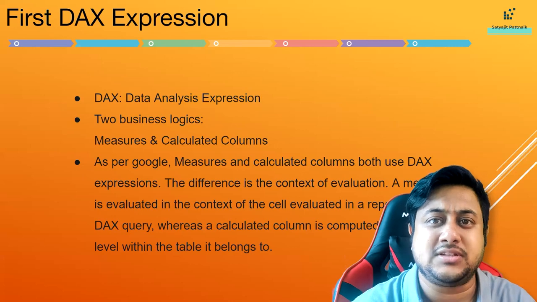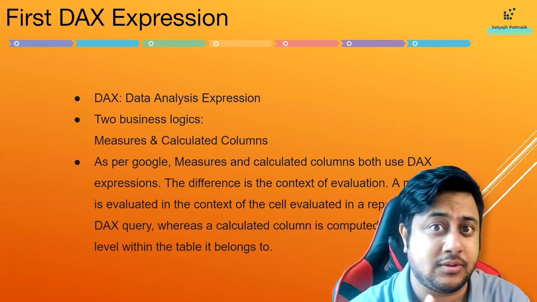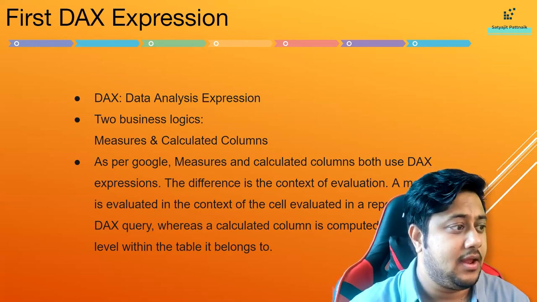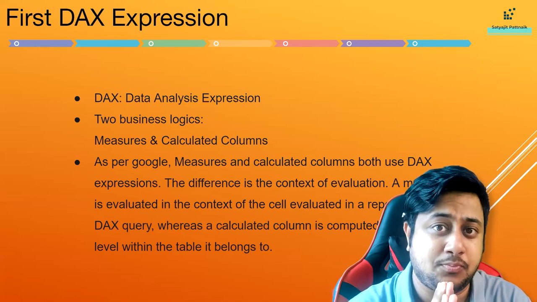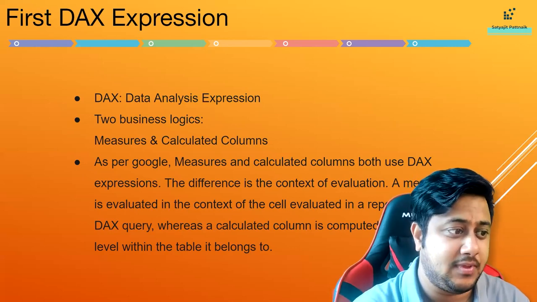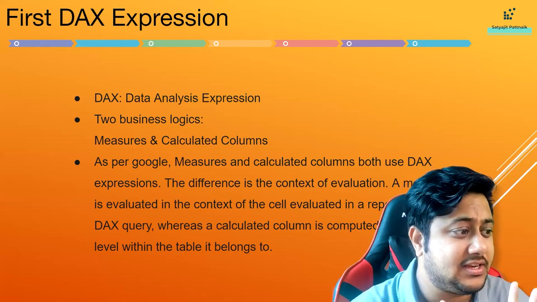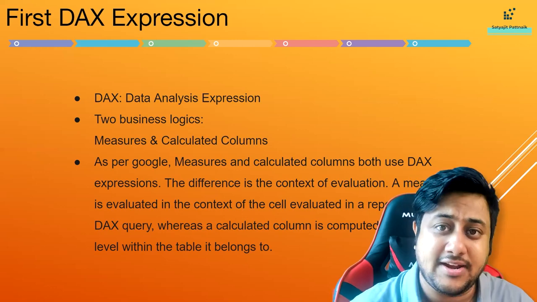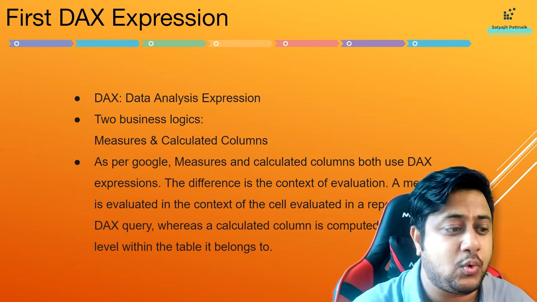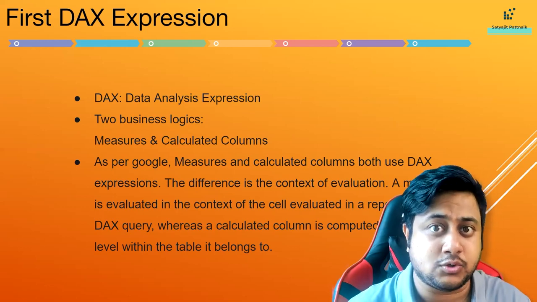There are two different business logics which we need to work on. One of them is measures and one of them is calculated columns. Now, as per Google, measures and calculated columns both use DAX expressions. The difference is the context of evaluation. A measure is evaluated in the context of the cell evaluated in a report or in a DAX query, whereas a calculated column is computed at the row level within the table it belongs to.